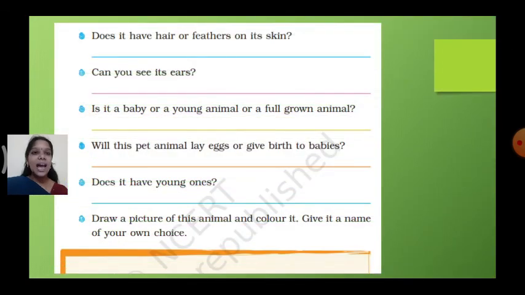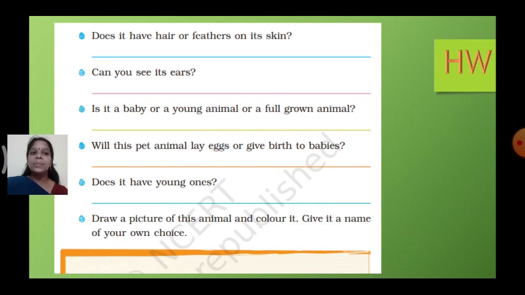Next, does it have hair or feathers on the skin? Observe it and write. Can you see its ear? If its ear is showing, you have to write. Is it a baby or young animal or a full grown animal? Which category is it? Will this pet animal lay eggs or give birth to babies? Does it have young ones?